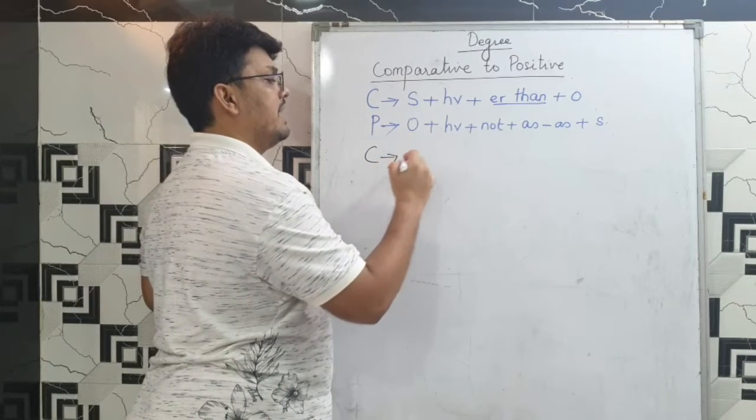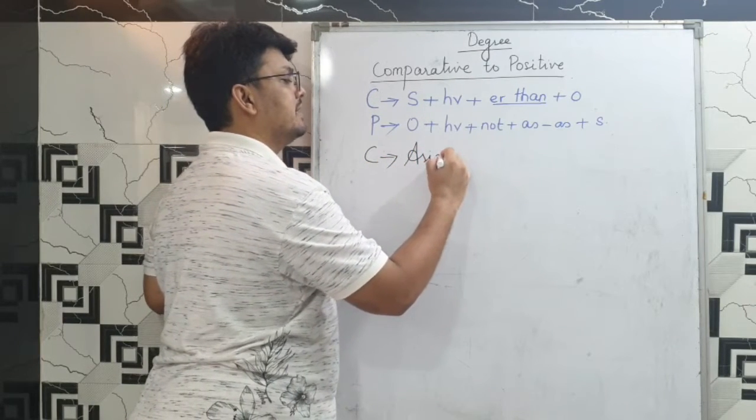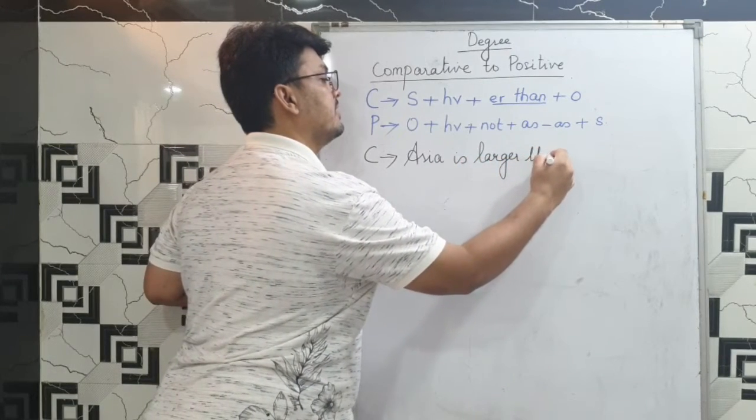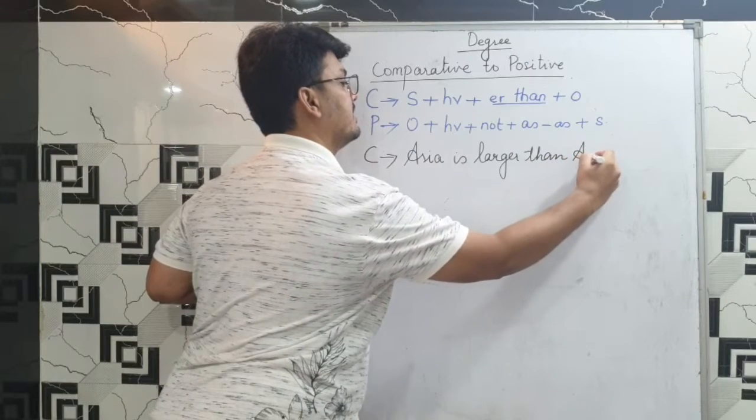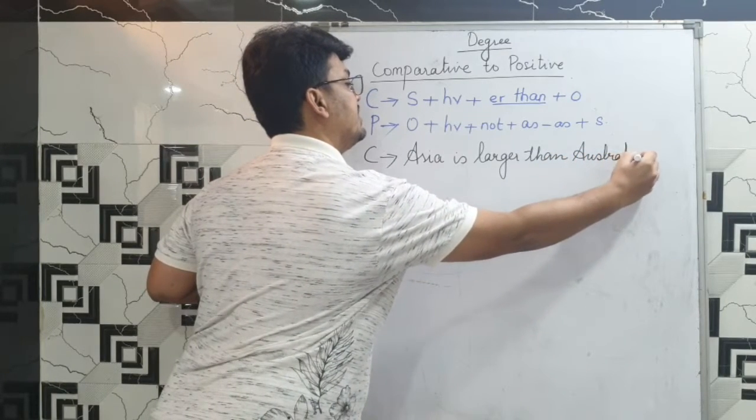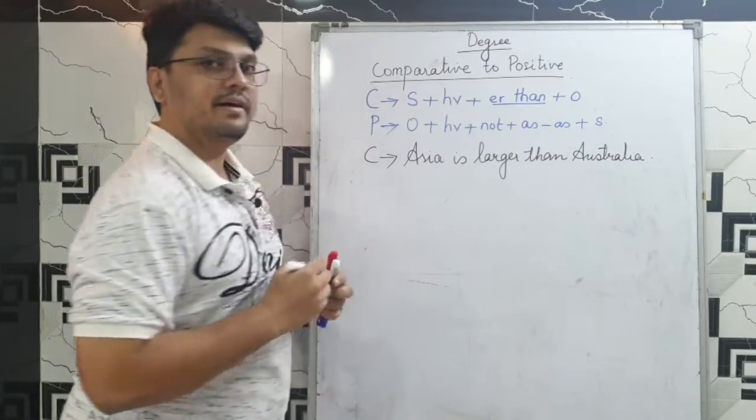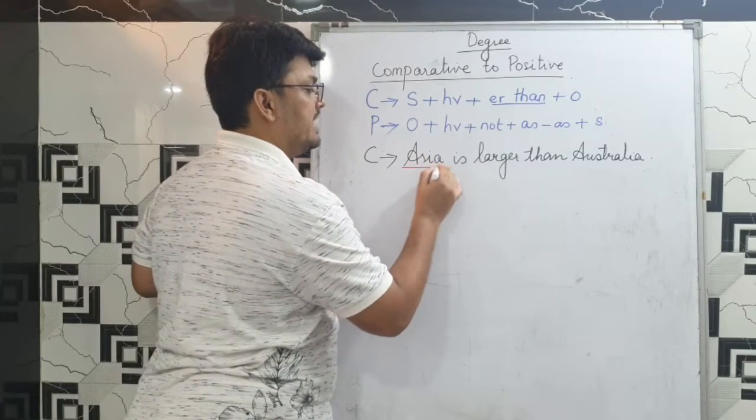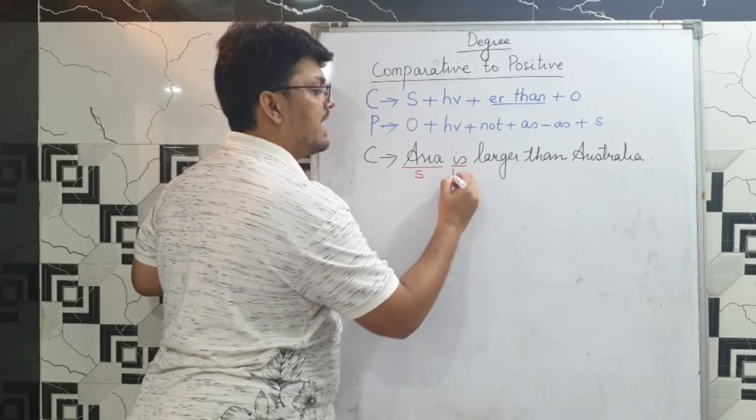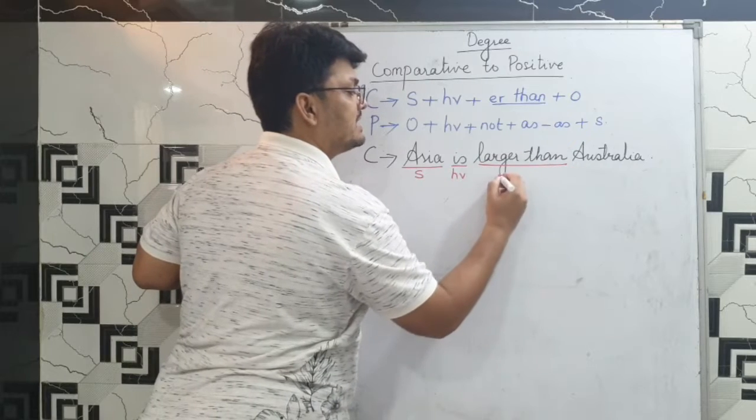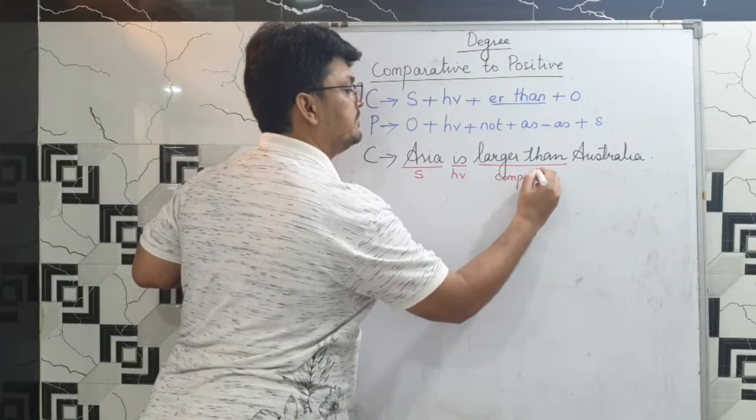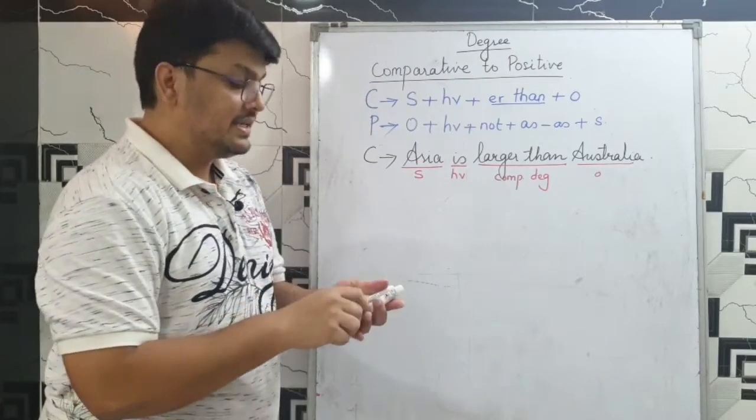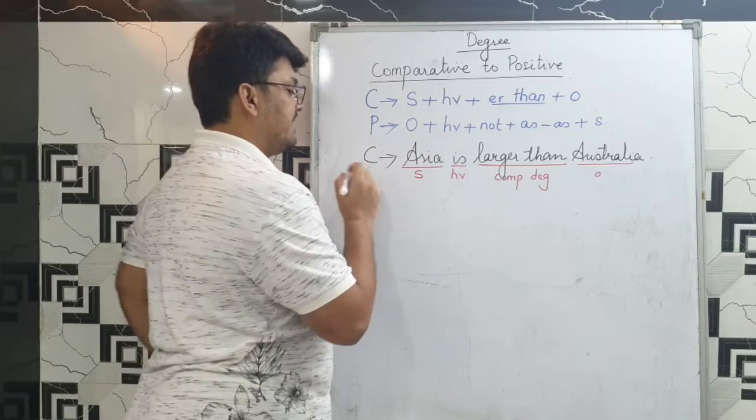Comparative degree. Asia is larger than Australia. Asia is larger than Australia. So this is my comparative degree. Let us analyze it. Asia is subject, is is helping verb, larger than is my comparative degree, and Australia is object. So let's see how it converts to positive degree.